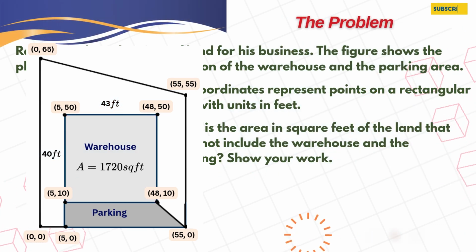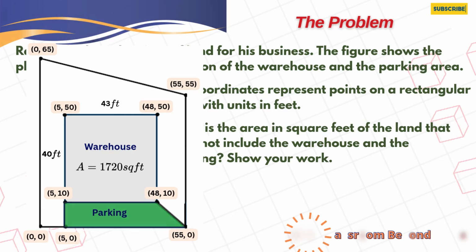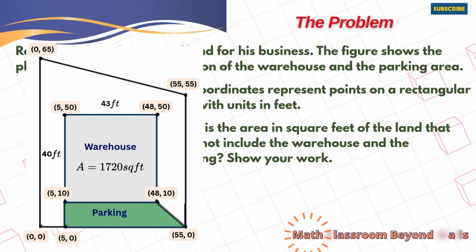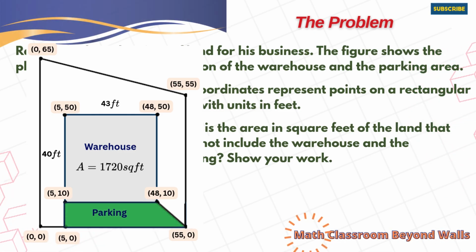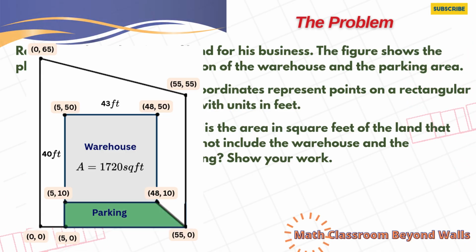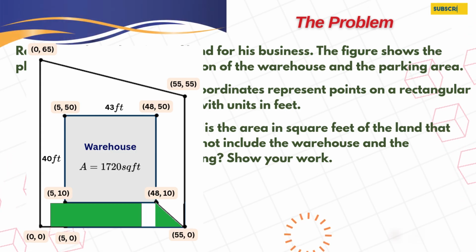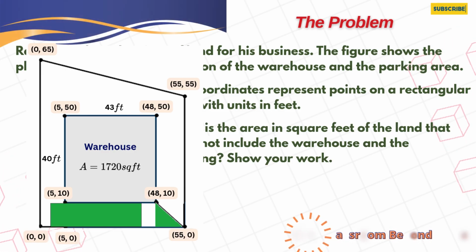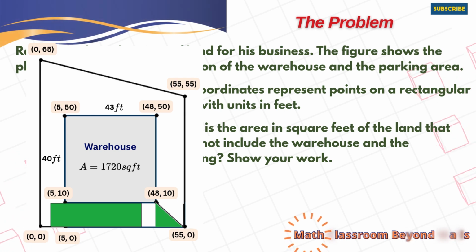Next, we get the area for the parking space. Take note that the shape for the parking is not a regular one. So we will break this shape down into something that we are familiar with. What shapes do you think are this? You are right, a rectangle and a triangle. So we will solve for the area of the 2 shapes and then just add them to get the area for the parking. Let's go.